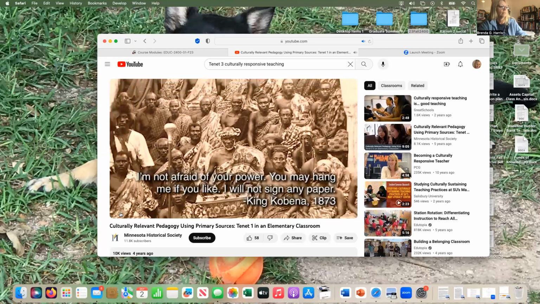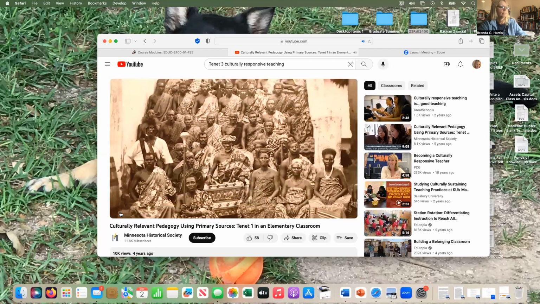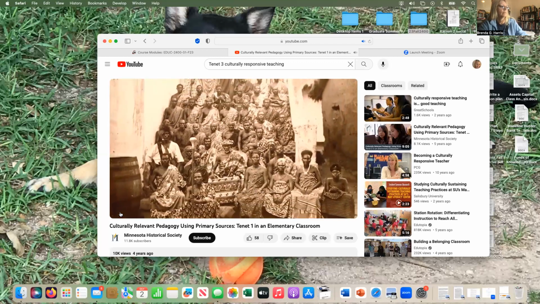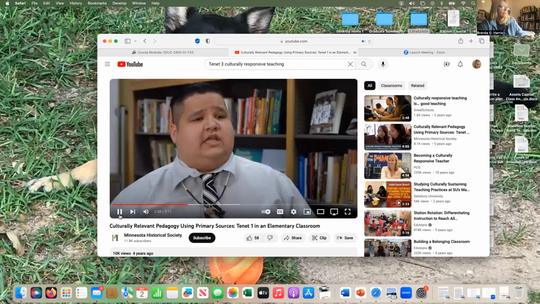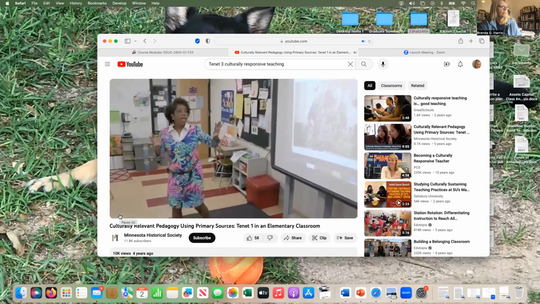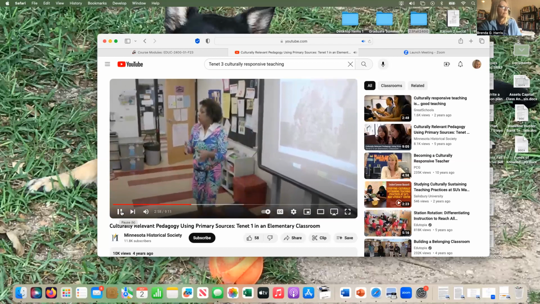"I will not sign any paper." He was exiled from his own kingdom for 21 years. The photo that Andrea had students look at tells of his return to his nation in 1894. Crazy. I have this photograph, and it's of King Kobina and his tribe.